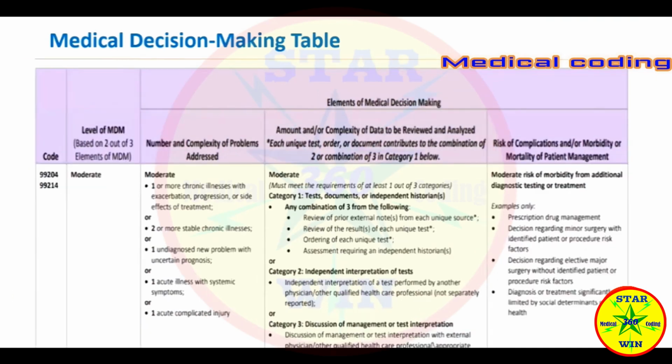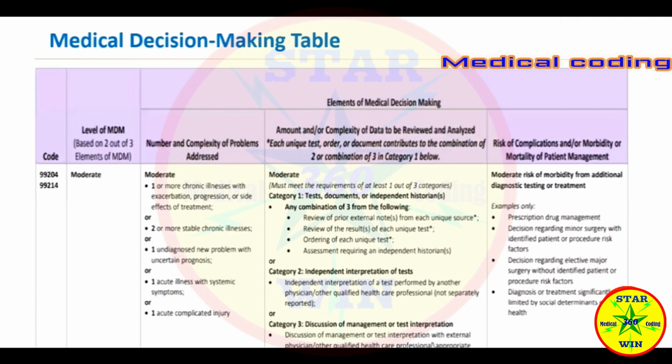Yes, coming to 99204 or 99214, which is the moderate level of MDM. Coming under problems addressed under the moderate category, we can observe these are required to consider as problems addressed under the moderate category. Coming to the data table, here we can observe one more category. So category 1, category 2, category 3. But to consider it as moderate in the data table, the criteria will be the same as low. So what is that? We need at least 1 category to satisfy as moderate in the data table.